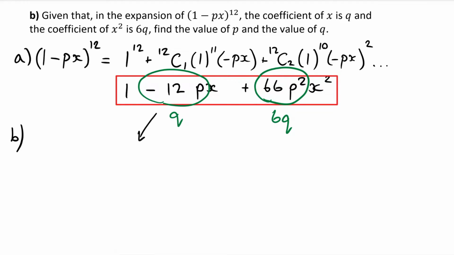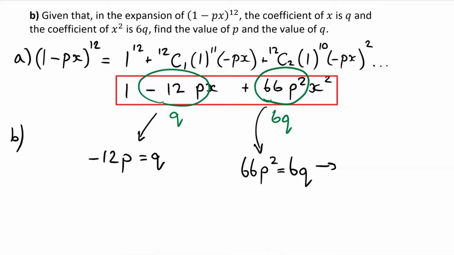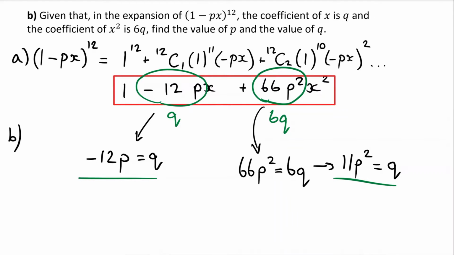From the coefficient of x, we can derive an equation: minus 12p is equal to q. For the coefficient of x squared, we get the equation 66p squared is equal to 6q, which we can divide by 6 on both sides to get simply 11p squared is equal to q. Looking at our two equations, we can see that they're both equal to q. So the next step is to equate them. We can make minus 12p and 11p squared equal to each other. So we have minus 12p equals 11p squared.